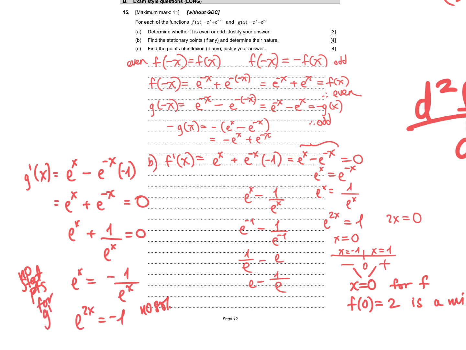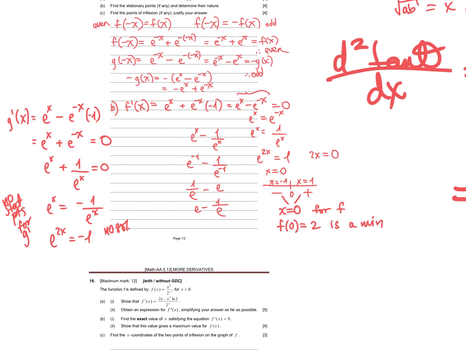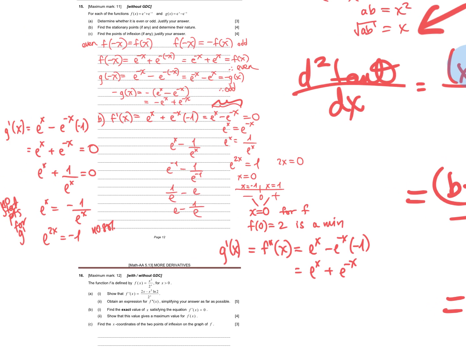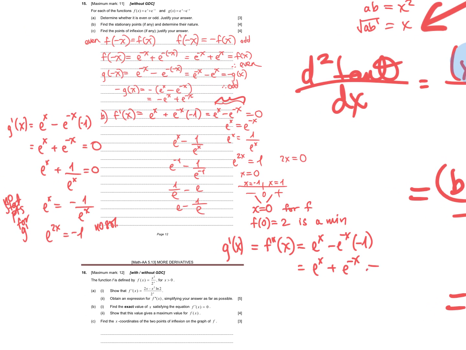All right, find any points of inflection. Okay, so if we have f double prime, we will have, using this up here again, e to the x minus e to the negative x times -1. And that's going to be plus e to the negative x. Now we know this is equal to g prime. We just did that over here. This is never equal to 0, so no inflection points for f.